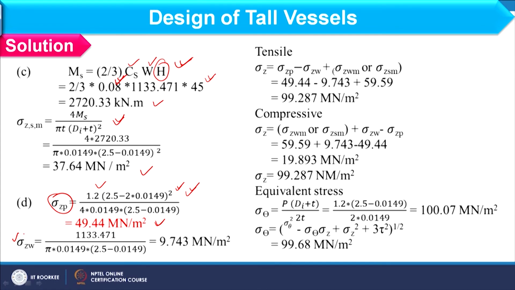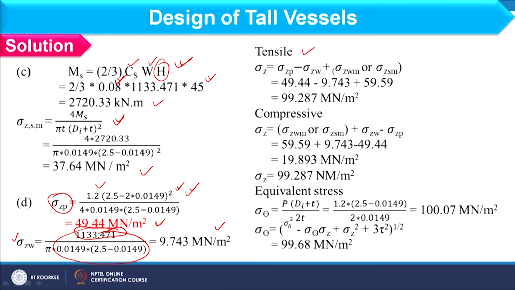And sigma ZW is basically due to the dead load, which is 1133.471. Considering this expression, we can find out sigma ZW as 9.743 mega Newton per meter square. Now, after this we will consider the resultant stress, and that we calculate for two conditions, tensile as well as compressive. So, let us focus on tensile stress when the column is operated under internal pressure.